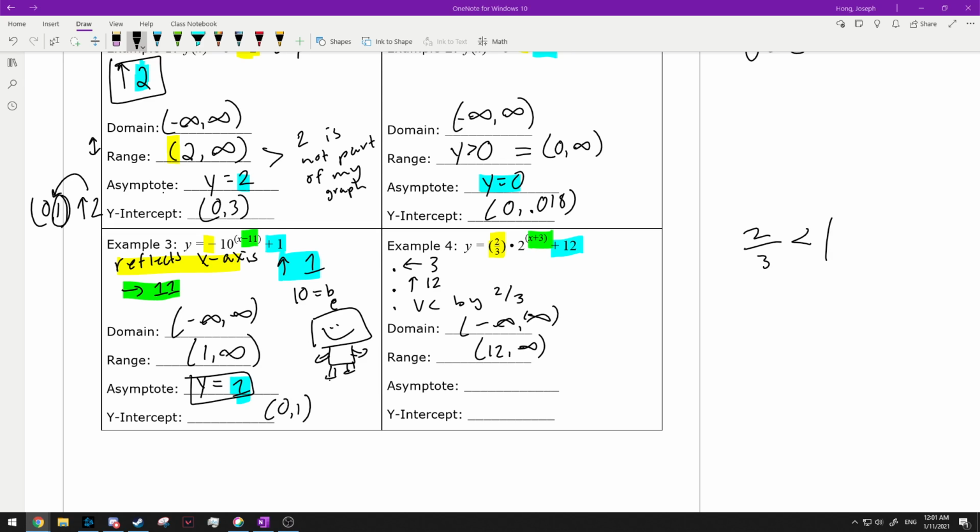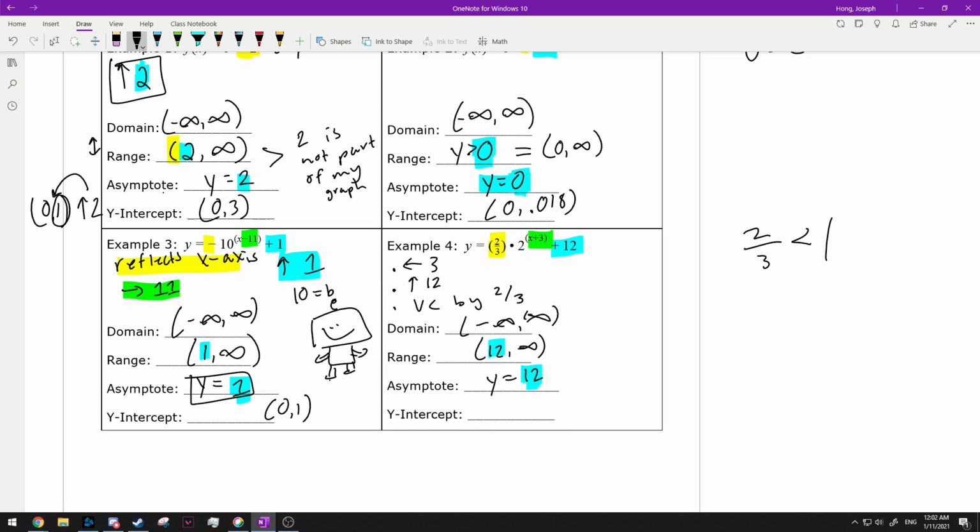My y asymptote. See this right here? You see how this is also part of my asymptote? This 2 is part of this asymptote. This 0 is part of this asymptote right here. So this range is part of my asymptote, which is y equals 12.